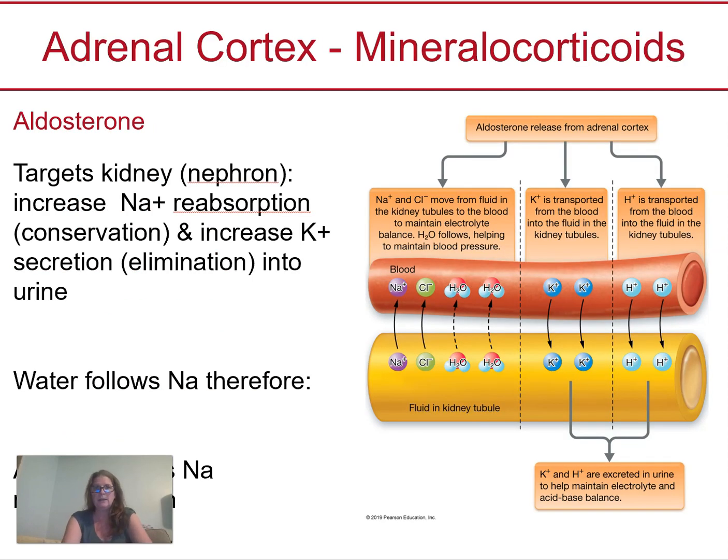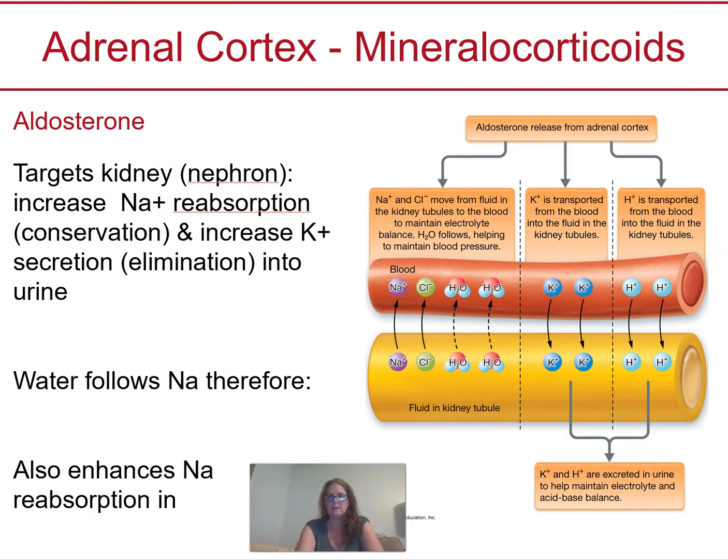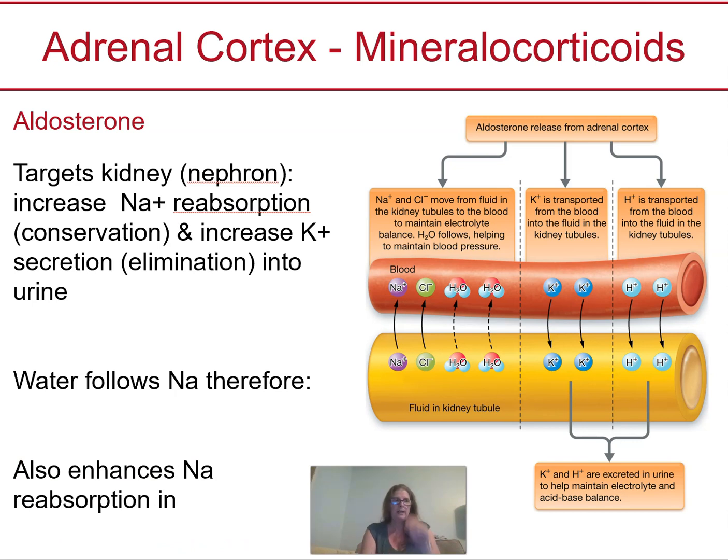Okay, so let's look at the mineral corticoids first. So the first one we're studying is a mineral corticoid. It's called aldosterone, and its main action affects sodium and potassium levels. So it targets the kidney. The part of the kidney is called the nephron. That's the basic functional unit of the kidney. The nephron basically sorts out your blood and determines what leaves your blood and goes into your urine to be excreted from your body and what is coming back into your blood.